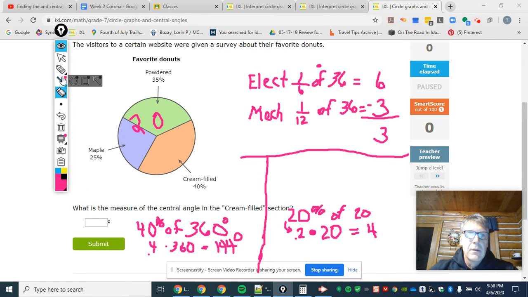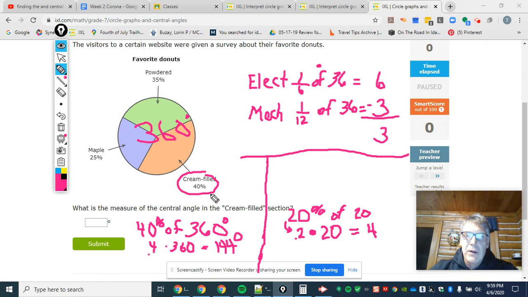All right, the last IXL you're going to deal with is trying to find the central angle. Let me erase this. This is the central angle right here for cream filled, and for powdered, this is the degree. The central angle is the degree of this opening for the green. They want cream filled right here, and it's 40%. Now it's not 40% of a number of people, but 40% of the degrees of a full circle, and the full circle is 360 degrees.